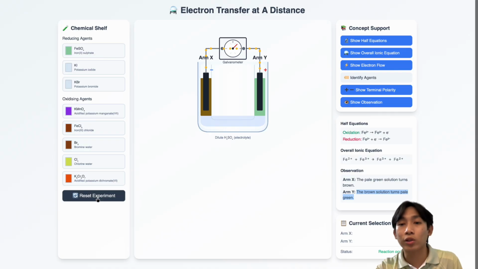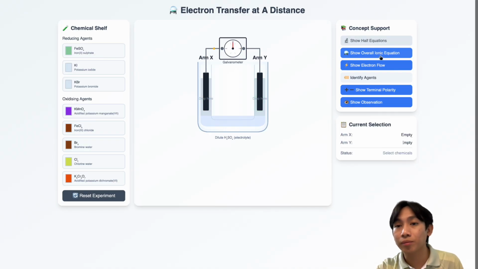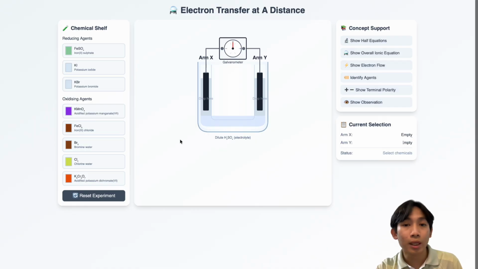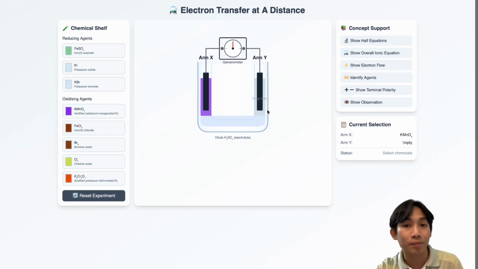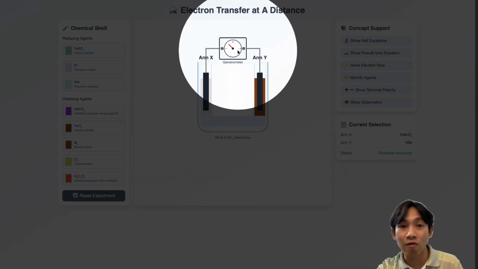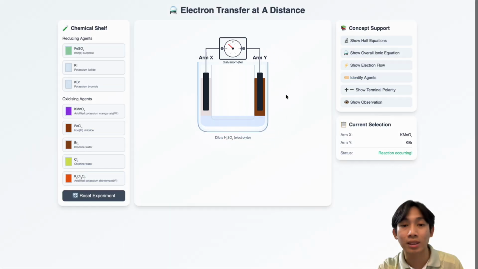Okay, so now we try to reset the experiment. Okay, now we try to use an acidified potassium manganate 7 solution, and we put it at the arm X. It's purple color. Okay, so the initial color is purple color, and then we put another side with potassium bromide. Let's see what happened. So you can see that the galvanometer deflects.